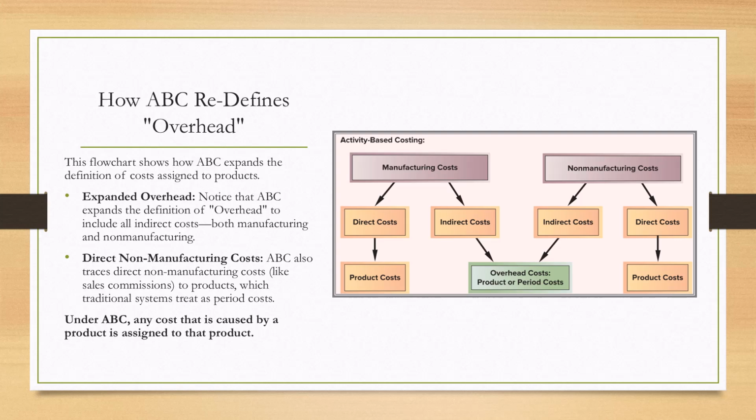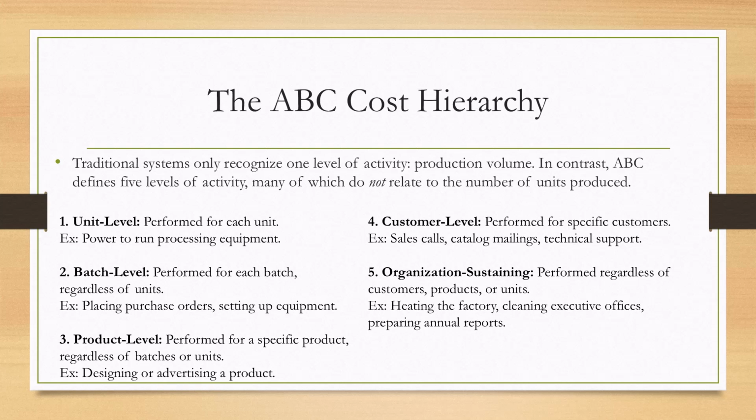Notice 2 key things. First, ABC creates an expanded overhead category that includes indirect costs from both manufacturing and non-manufacturing functions. Second, it also traces direct non-manufacturing costs, like a sales commission, directly to products. Under traditional systems, these would simply be treated as period expenses. The guiding principle of ABC is that any cost that is truly caused by a product should be assigned to that product.